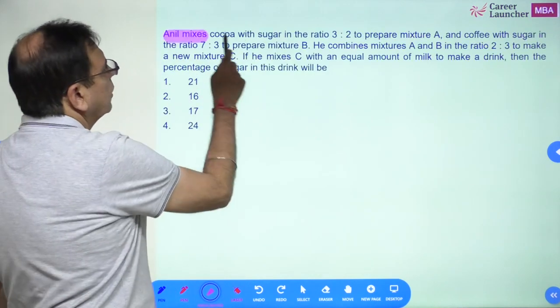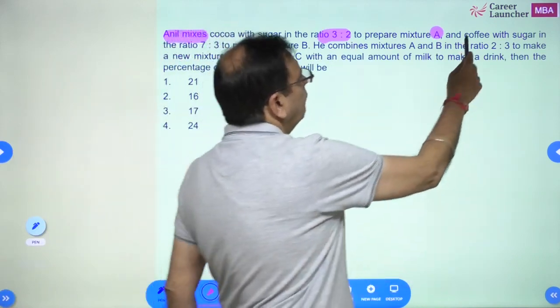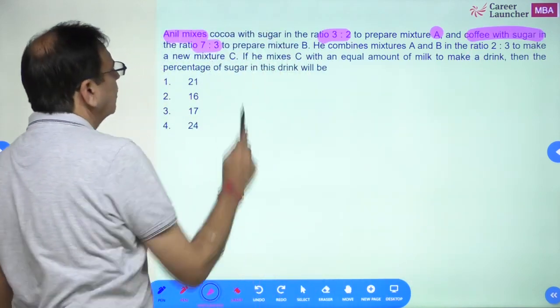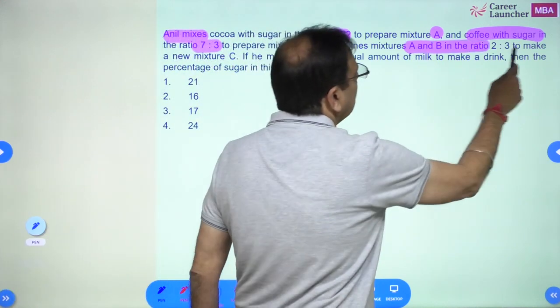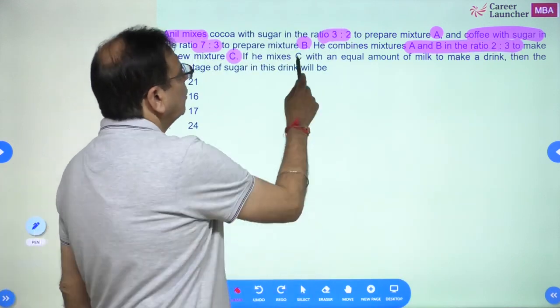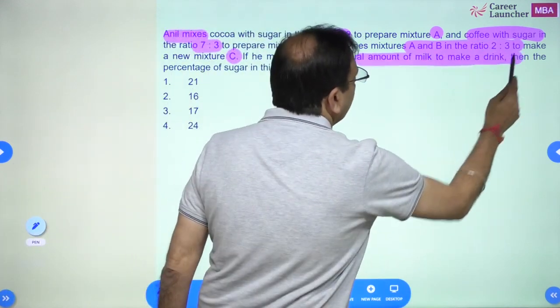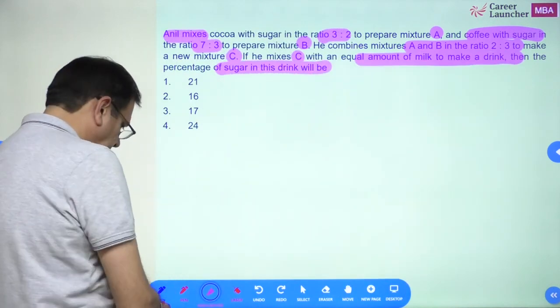Anil mixes cocoa with sugar in the ratio of 3:2 to prepare mixture A, and coffee with sugar in the ratio of 7:3 to prepare mixture B. He combines A and B in the ratio of 2:3 to make a new mixture C. If he mixes C with an equal amount of milk to make a drink, then what is the percentage of sugar in the drink?